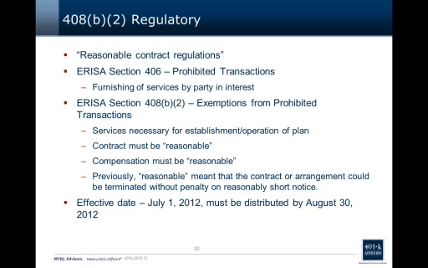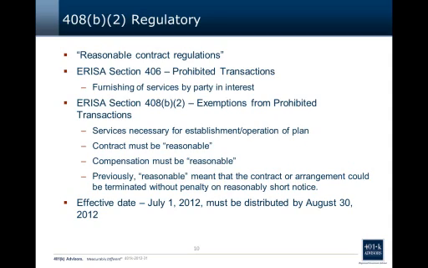The first of these, the 408b2, again, it's plan provider to plan sponsor. It's called the Reasonable Contract Regulations. There's a section in the code, 406 of ERISA, which lays out prohibited transactions. And there's a prohibition against parties in interest providing furnishings of services to a plan. However, there are exemptions from these prohibited transactions to the extent that the services provided are necessary for the establishment or operation of a plan. So if you think about it with respect to a 401k plan, you need somebody to administer that plan. So that party might be a party in interest and normally would be a prohibited transaction to pay that individual.